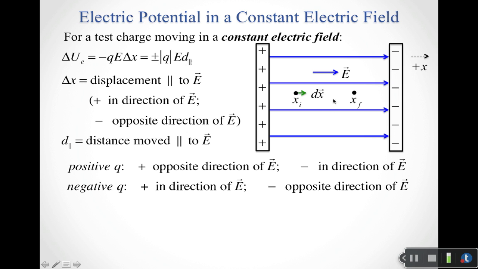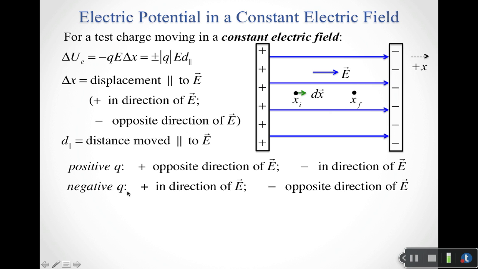So we said if you took a positive charge and let it go in the direction of the electric field, well, that's going from close to the positive plate to close to the negative plate. That's what it wants to do, and so clearly that's going to be a decrease in the electric potential energy. If, on the other hand, you forced it to go against the electric field, so opposite the direction of the electric field, you're forcing it to go from close to the negative plate, where it wants to be, to close to the positive plate, where it doesn't want to be. So you have to increase the potential energy to do that.